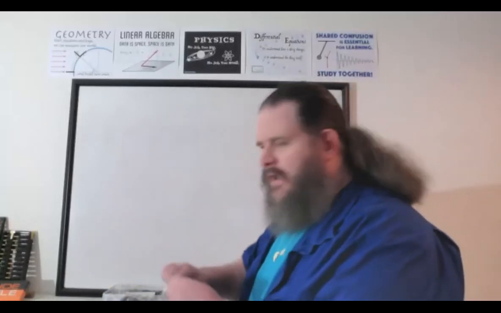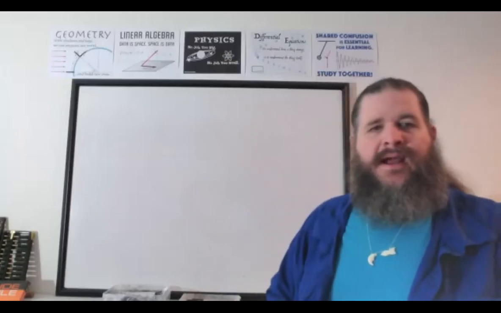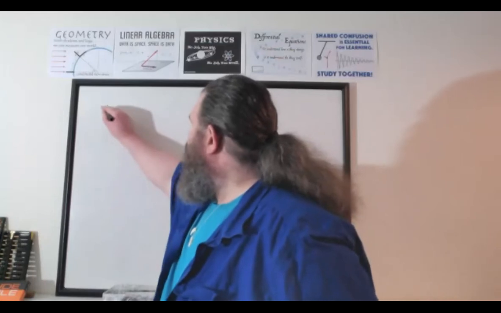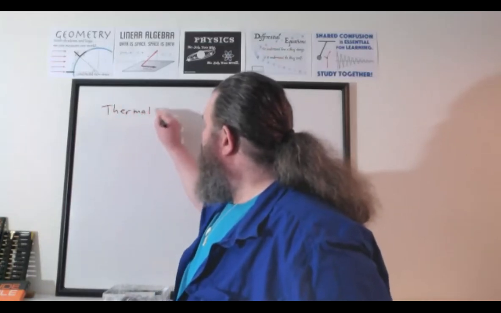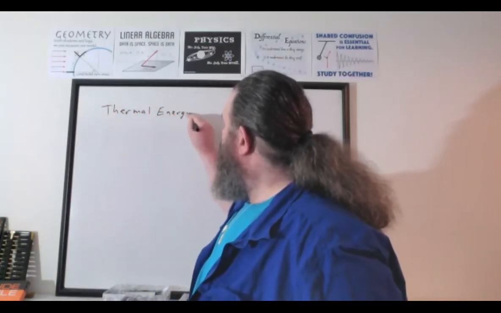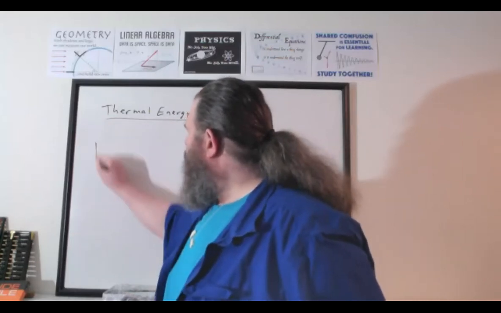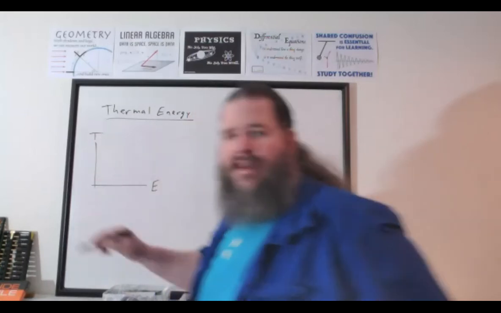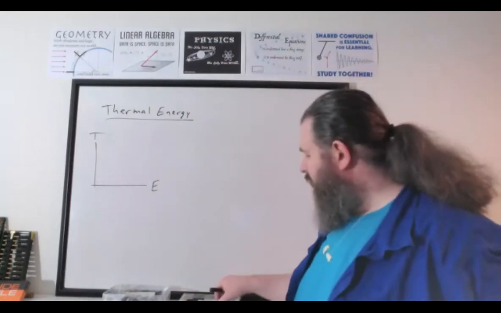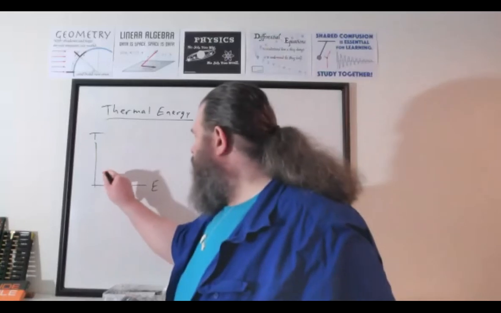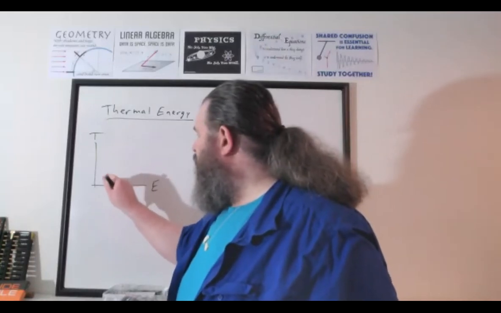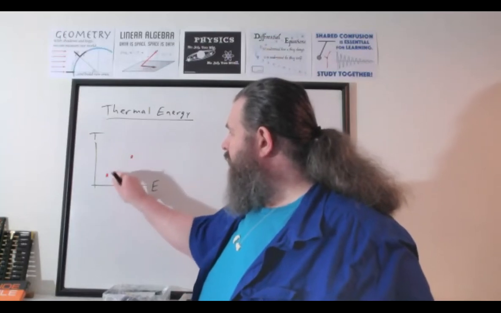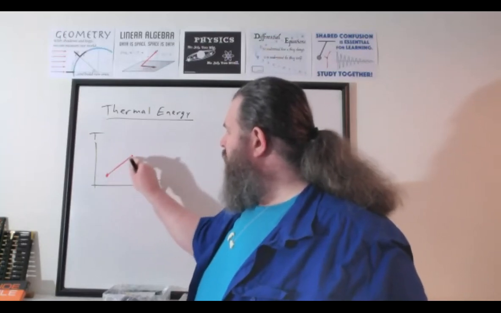Last time we took a look at bond energy and what happens if an object is changing phase. Let's investigate the idea of thermal energy when an object is changing temperature. Based on the temperature versus energy graph we were investigating last time, if an object is changing temperature, let's say you start at some low temperature, you add some energy, that raises the temperature to a higher temperature. So the graph is going to look like this.